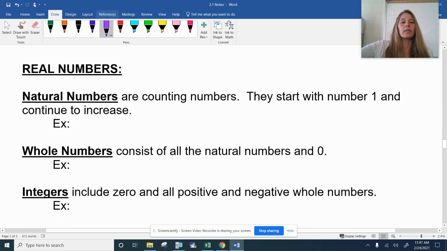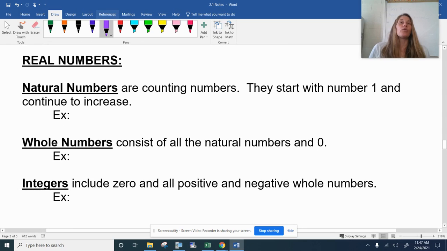All right, so let's go on to the real numbers. Real numbers are all the numbers that you're learning in algebra and all the numbers you've learned in math up till this point. Until you get into algebra 2, you're not really going to expand into other types of numbers. Now, I kind of think of this as a chronological thing.